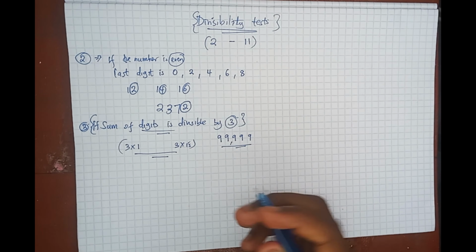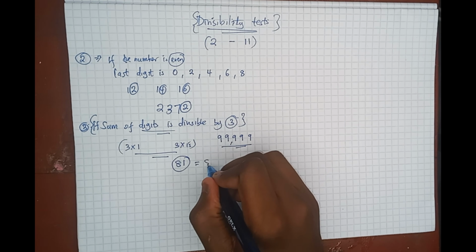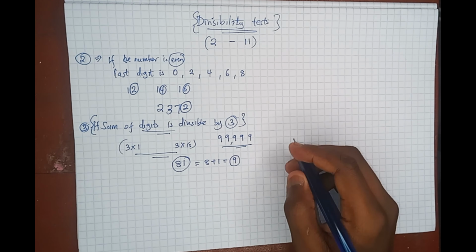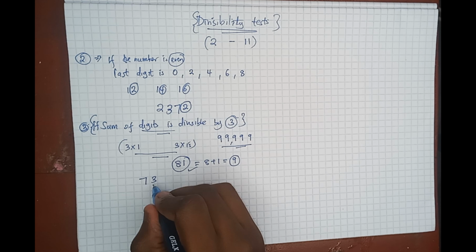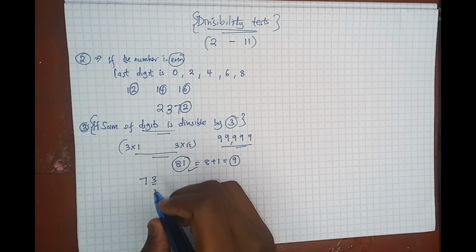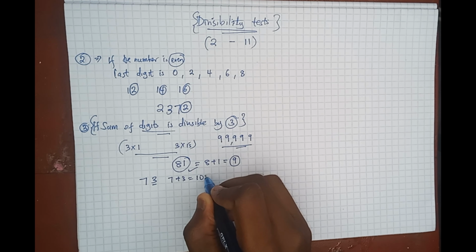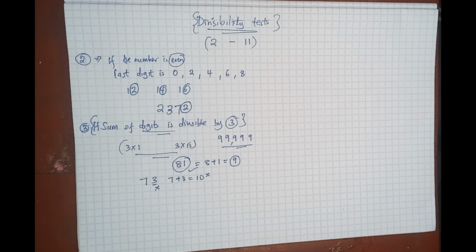So for example, take 81. 81 is divisible by 3 since 8 plus 1 is equal to 9, and we know 9 is divisible by 3. So 81, check. A number like 73. We just do the test. 7 plus 3 is equal to 10, and 10 is not divisible by 3, so 73 is not divisible by 3. So that's how you actually do it.